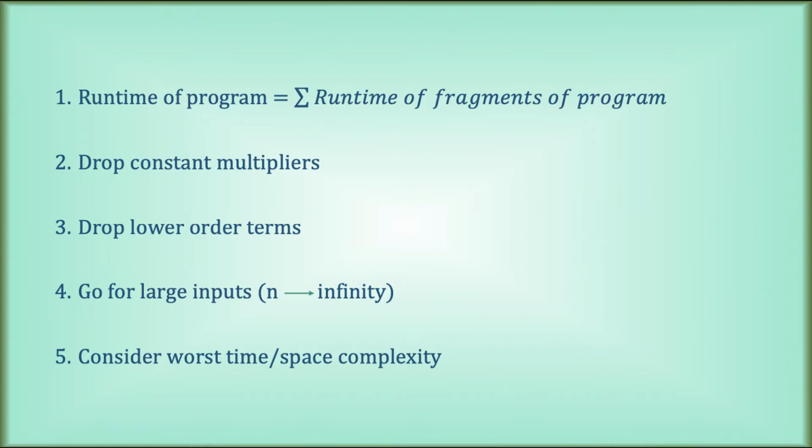Now before starting off with finding the complexity of a given code, let's have a look at some general rules. The runtime of the program should be equal to the running time of all the fragments of that program. Now if you're not getting it at this point, don't worry, I'll be explaining everything with proper examples. Rule number 2 is drop all the constant multipliers, then drop all the lower order terms, always go for larger inputs, and find the worst case time complexities, which is basically the big O. Let's take an example and see what all this means.